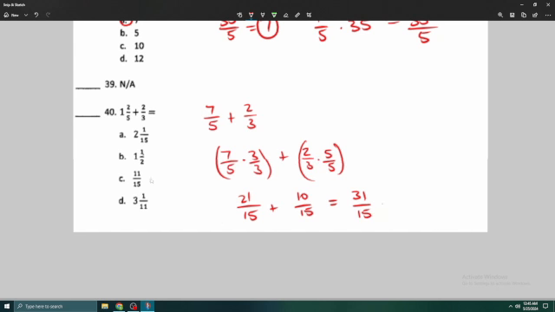And they want us to change that into a mixed number. 15 goes into 31 twice with a remainder of 1. Our answer is A. So how do we get from here to here? 15 times 2 is 30. But we're talking about 31, so there's that 1 left over.